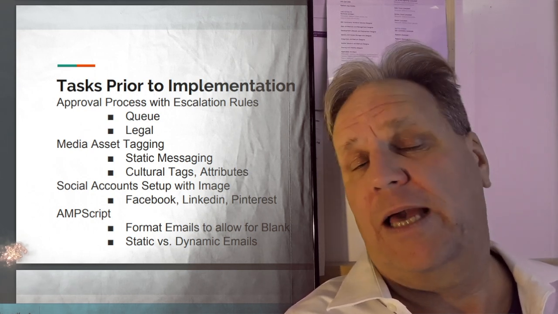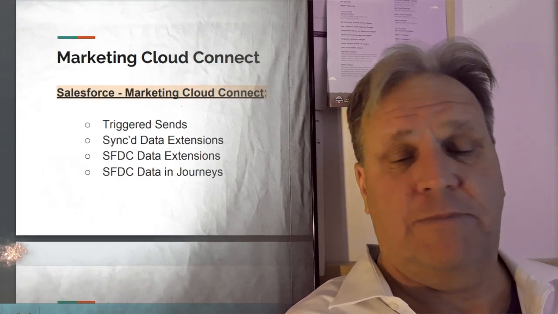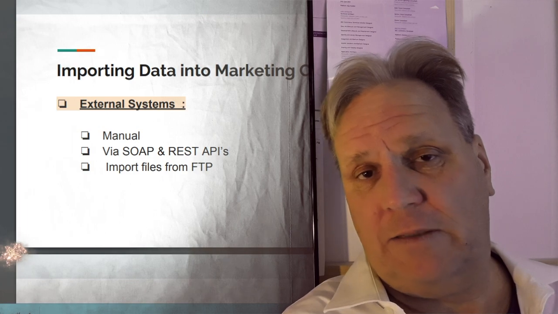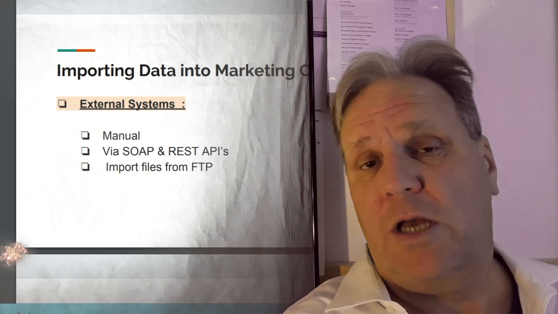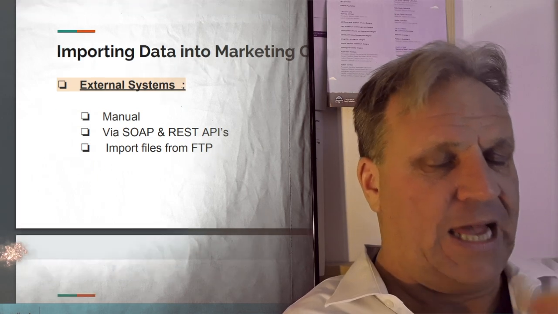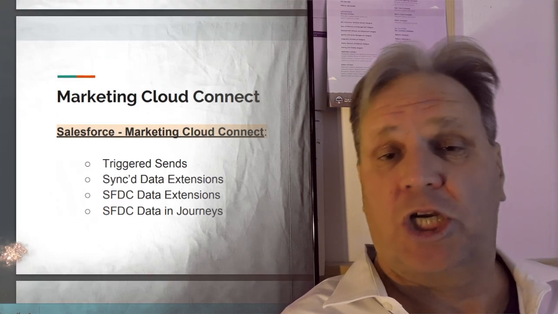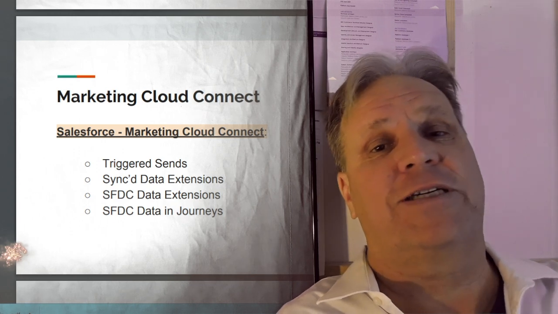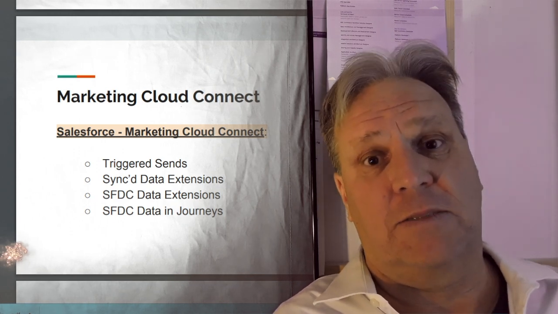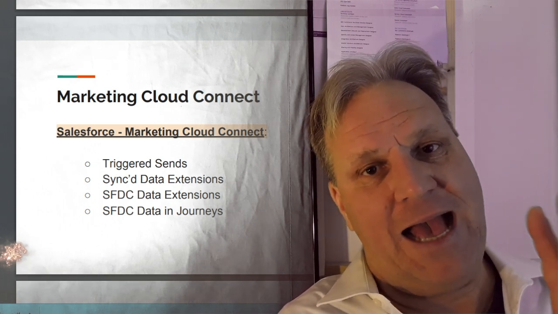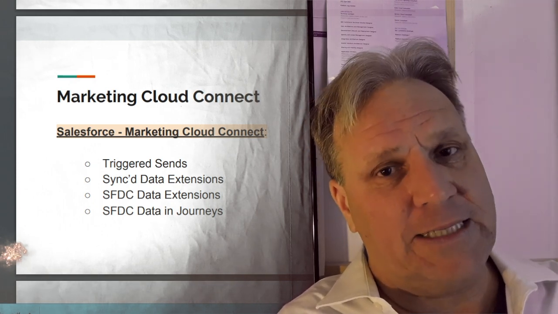Then once you have Marketing Cloud set up, where can you import from? There are several external data sources: manual, via REST or SOAP API, right? And then you can also always FTP it. And then there's always Marketing Cloud Connect. That works really well. It's like Social Connect in Salesforce, but it's Marketing Cloud Connect. Always look at the connector, have a meeting, scope it clearly.